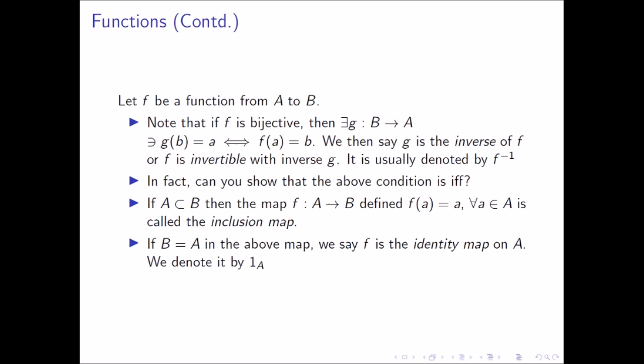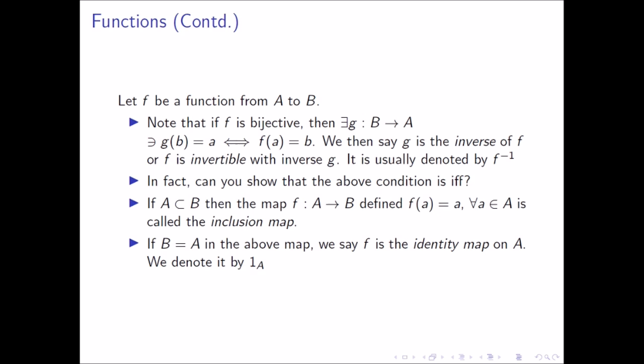If A is a subset of B, then the map F from A to B defined as F(a) equals a is somewhat like an identity, but not exactly an identity because B may be a larger set. Maybe it's a larger set, you don't know. We say this to be an inclusion map. And if B equals A, it's an identity map, and we denote it by 1_A, or id_A, or sometimes I_A.